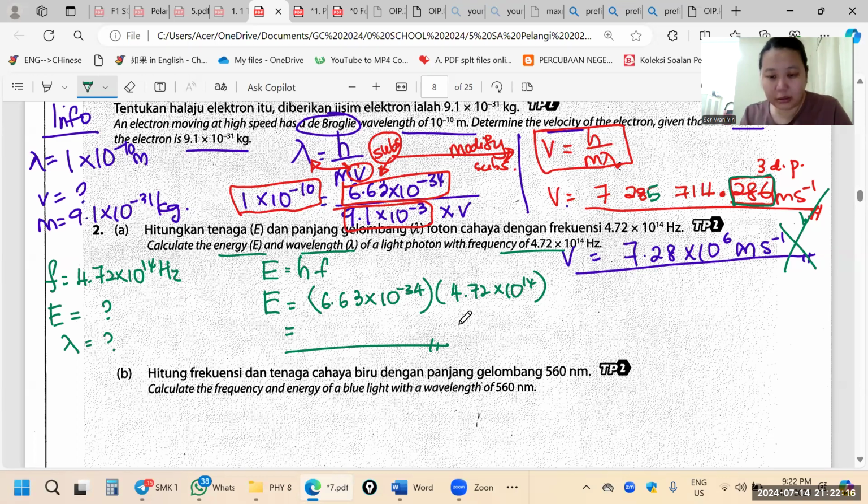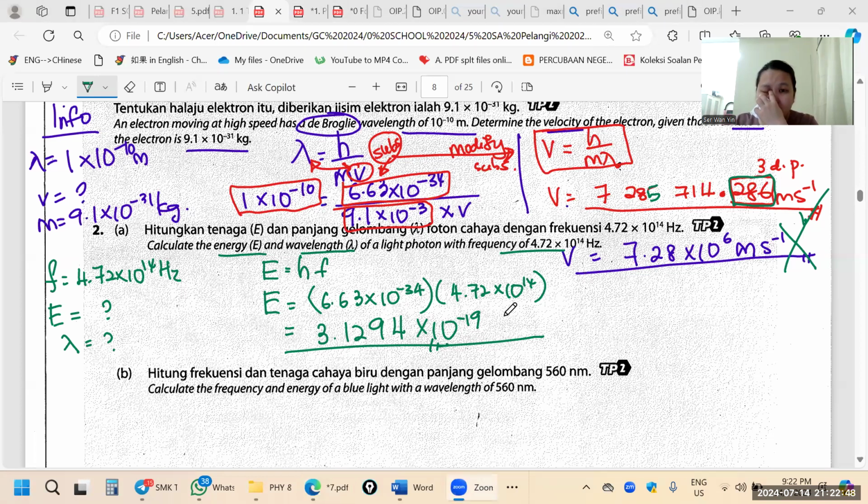Anyone, when you press calculator, you cannot get it? Maybe the way you press calculator is wrong. So please come to see me. What's the unit? Yeah, Joule. Capital J, small j also wrong. So you must be very sensitive to the unit, capital or small letter.